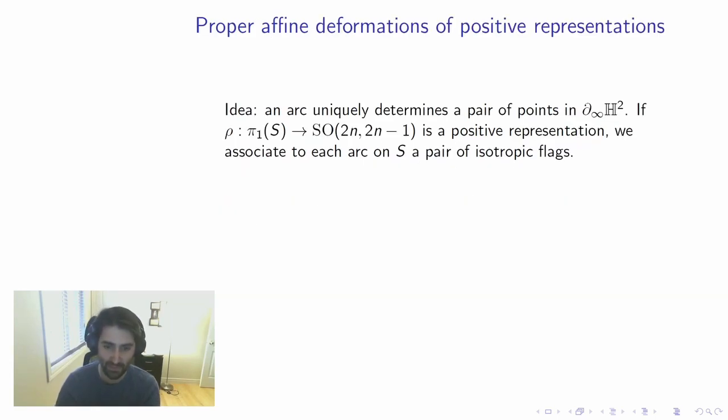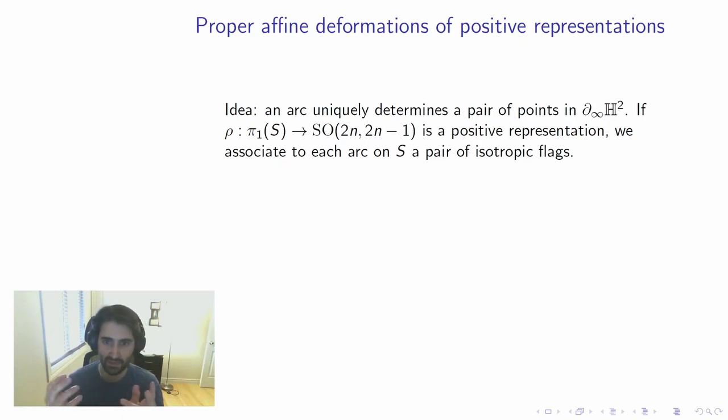So the idea that we had was, we understand in dimension 3 that these infinitesimal strip deformations give you all possible proper affine actions of the surface group. So we wanted to do this in higher dimensions. And if you have positivity of your linear part, it gives you a lot of structure related to the boundary of H2 because of this positive boundary map.